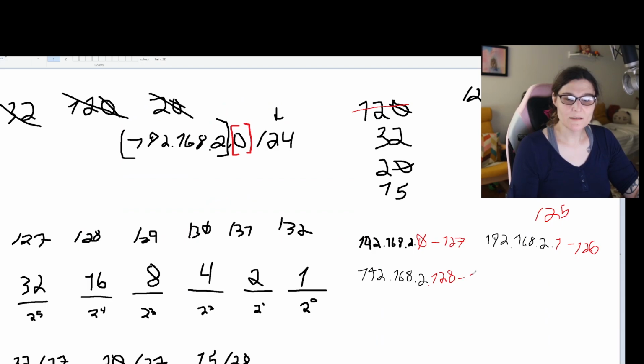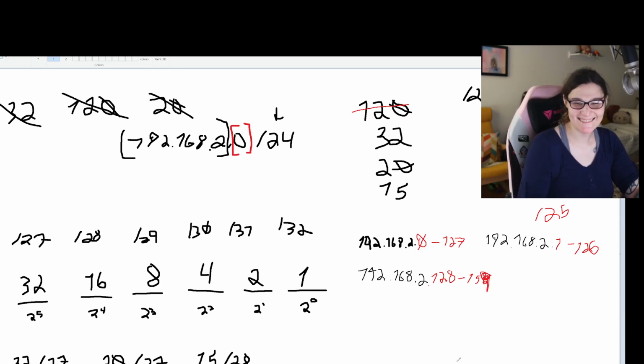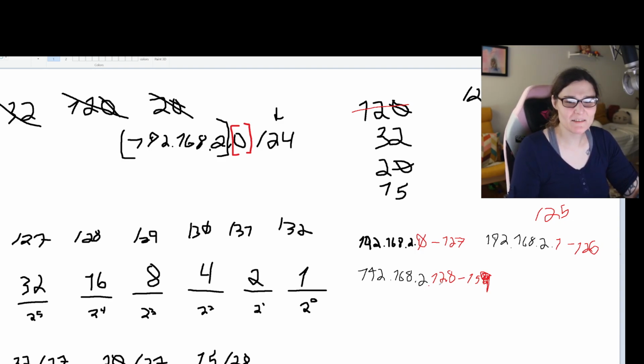So 159. Okay, I hope that makes sense. So you're taking the 128, looking over here and adding this to it, but then you have to subtract the 1 because of the way that that works in the math.